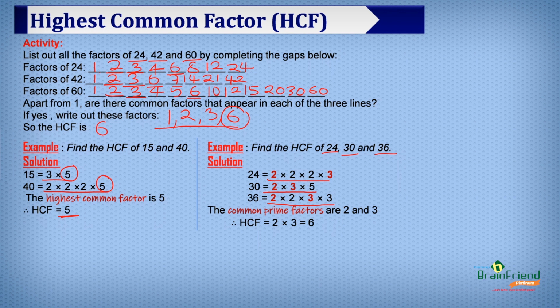Now the common prime factors we have here are 2 and 3. So to find our HCF here, we must multiply 2 by 3. And 2 multiplied by 3 gives us 6. So the HCF for the numbers 24, 30, and 36 is 6.